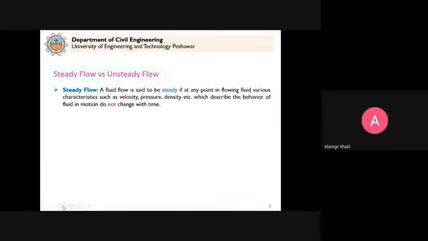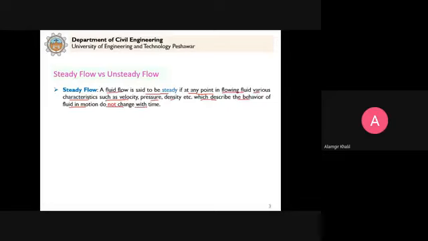So this steady flow, what is steady flow? A fluid flow is said to be steady if at any point in flowing fluid, various characteristics such as velocity, pressure, density, etc., which describe the behavior of fluid in motion, do not change with time. So this is steady flow.